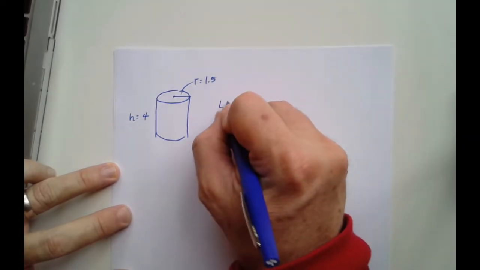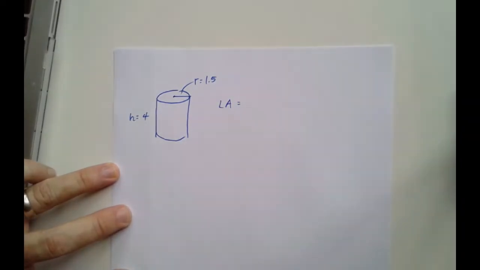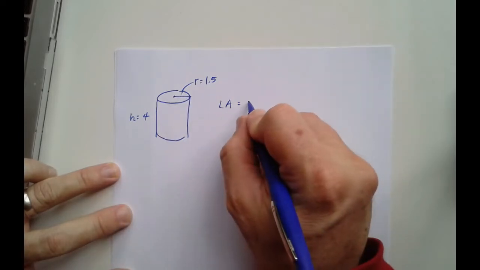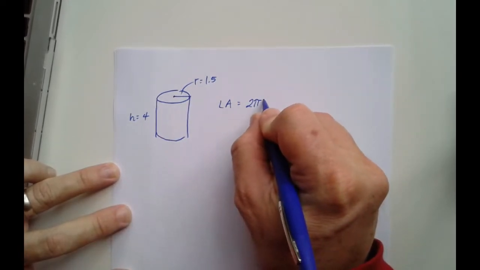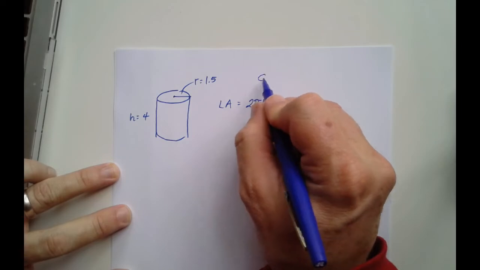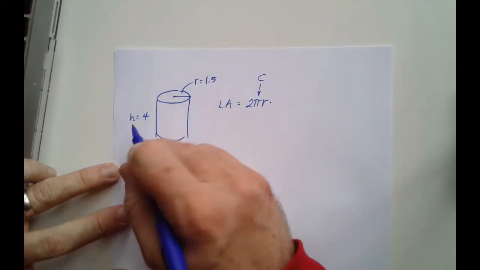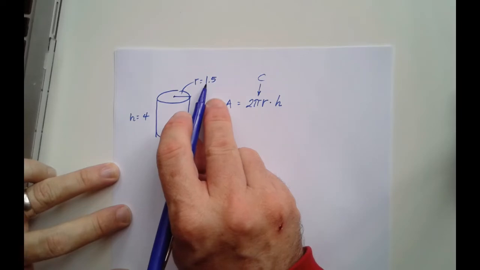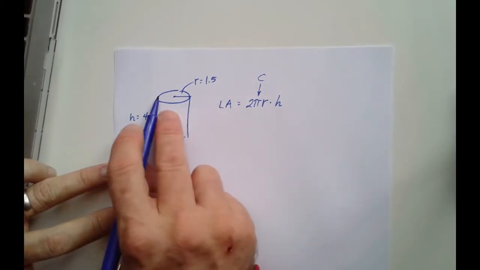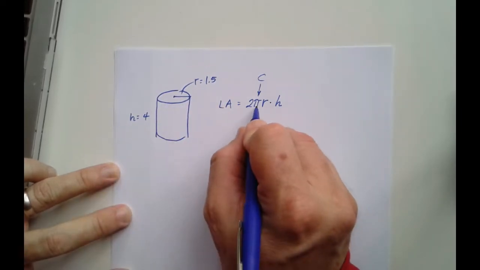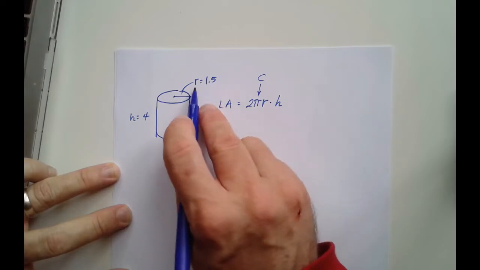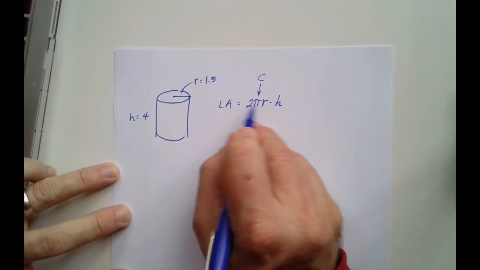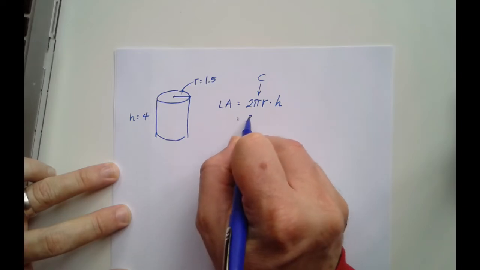What is the lateral area? Well, the lateral area is the perimeter, which in this case is 2 pi r. That's the circumference times the height. 2 pi r in this case is 2 of these radiuses, in other words, the diameter. I'm taking 2, kind of skipping over the pi, 2 times r. 2 times 1.5 is 3.